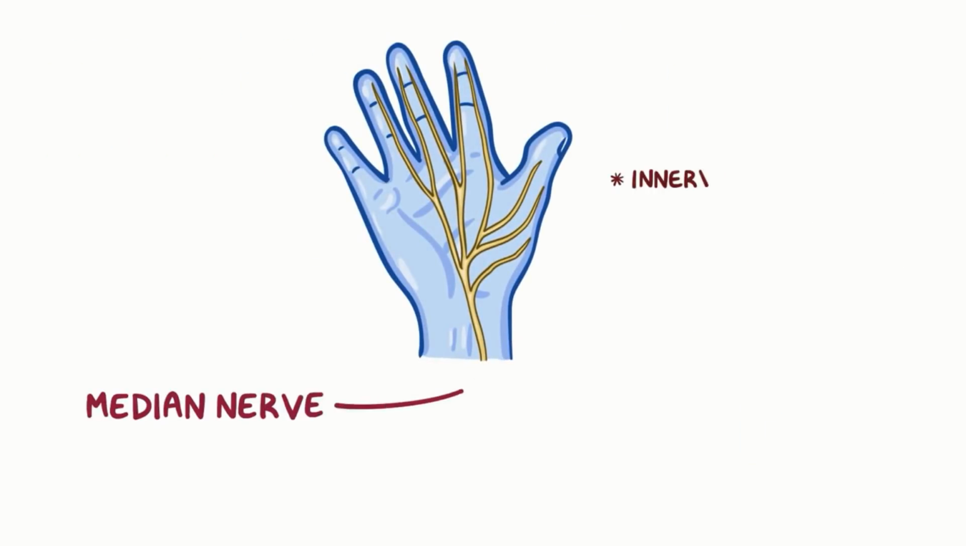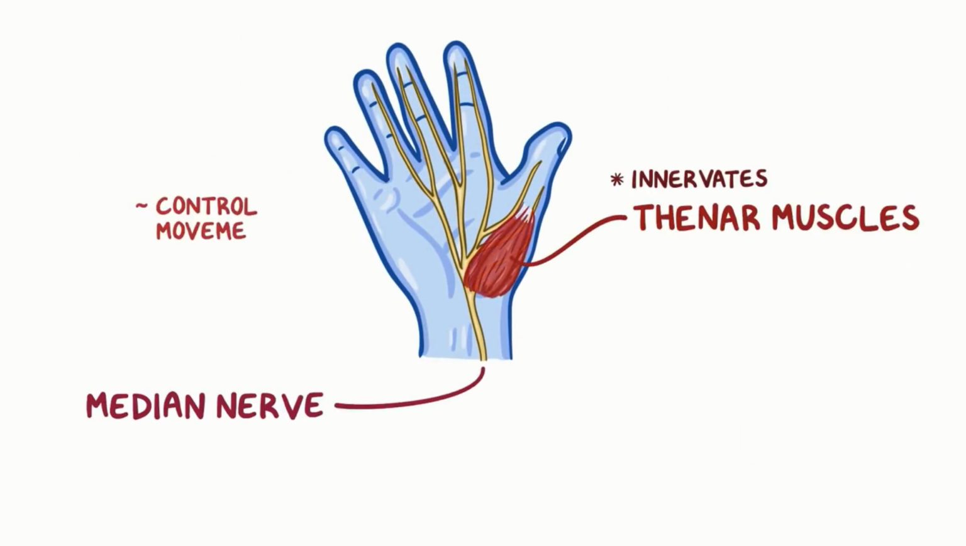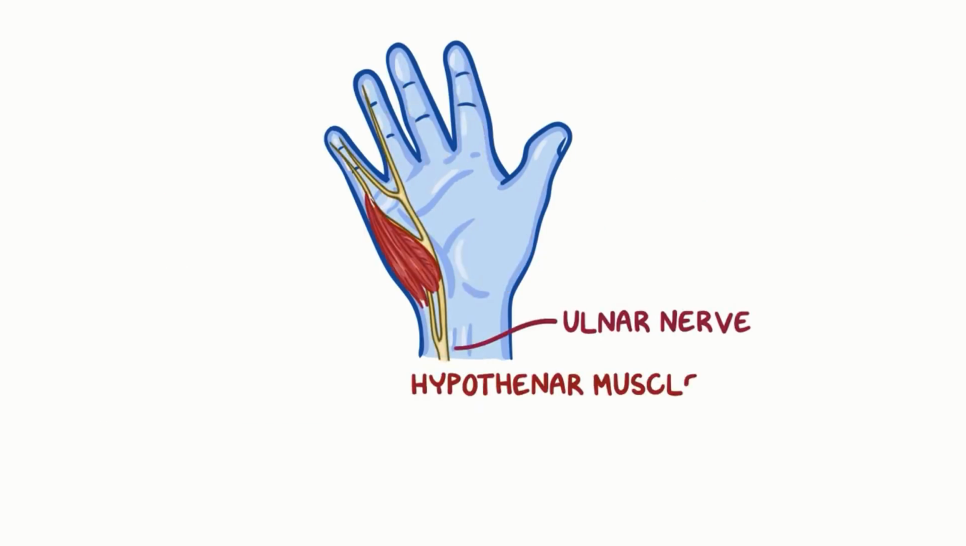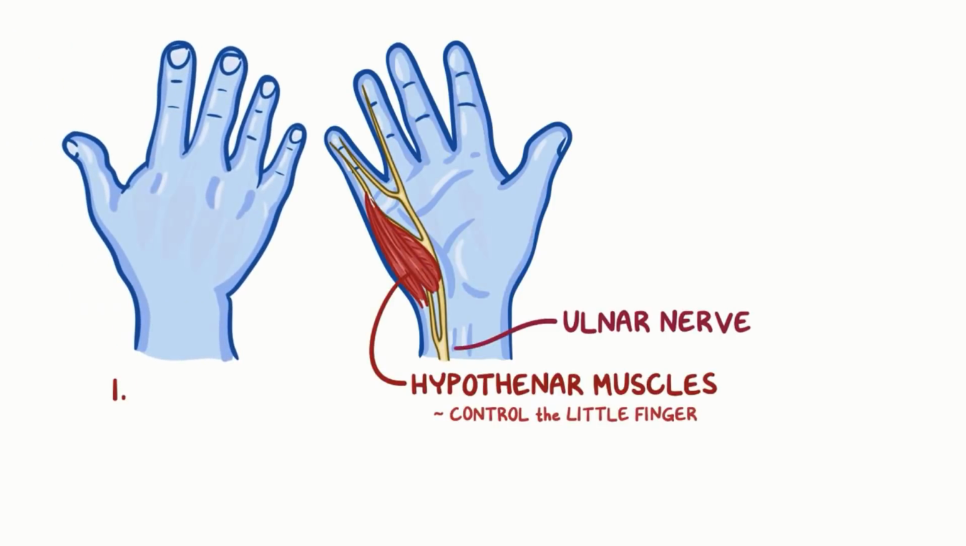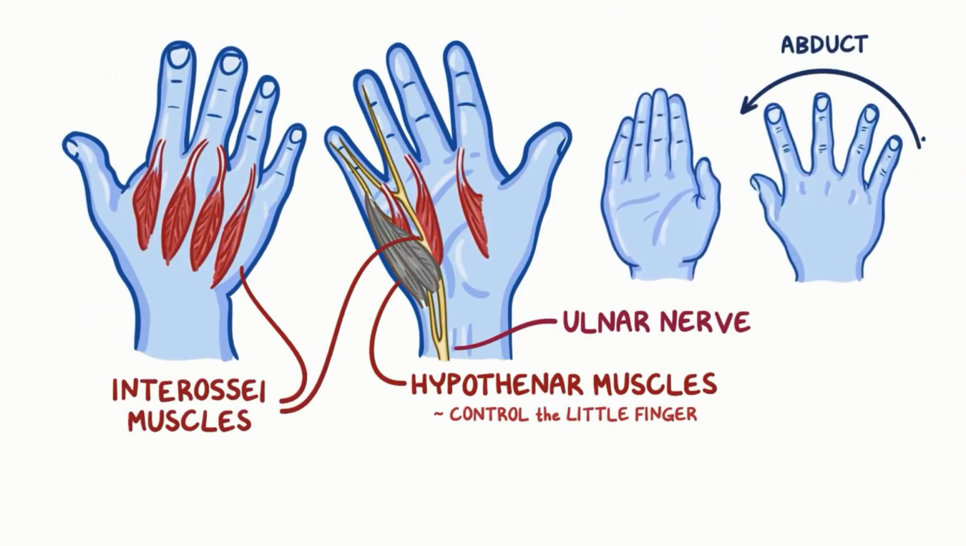Now, moving on to the hand. The median nerve innervates the thenar muscles, which control the movements of the thumb, so thumb movements are limited. Similarly, the ulnar nerve supplies the hypothenar muscles, which control the little finger, the interossei muscles, which abduct and adduct the fingers, meaning to spread or bring them together. So, an injury to the ulnar nerve causes a loss of movement of the little finger, and the inability to abduct or adduct all 4 fingers.